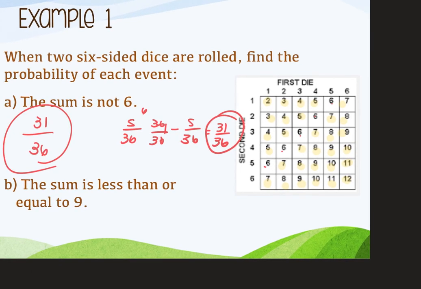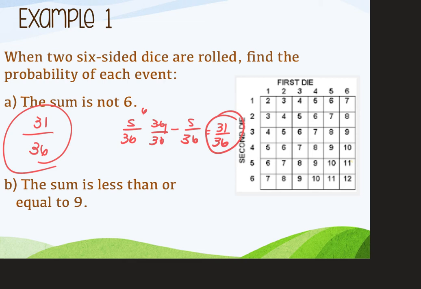So now the sum is less than or equal to 9. Again, this time just practice doing the complement. You don't have to do it this way. But if it's less than or equal to 9, are there more numbers less than or equal to 9, or more numbers greater than 9? Greater than 9.